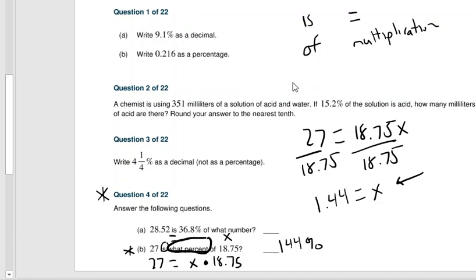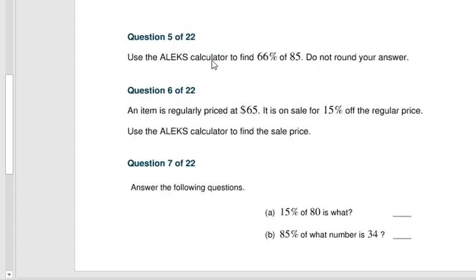And if it says what or what percent, you are going to replace that with a variable. Okay, question number 5 says, use the ALEKS calculator to find 66% of 85. Do not round your answer.